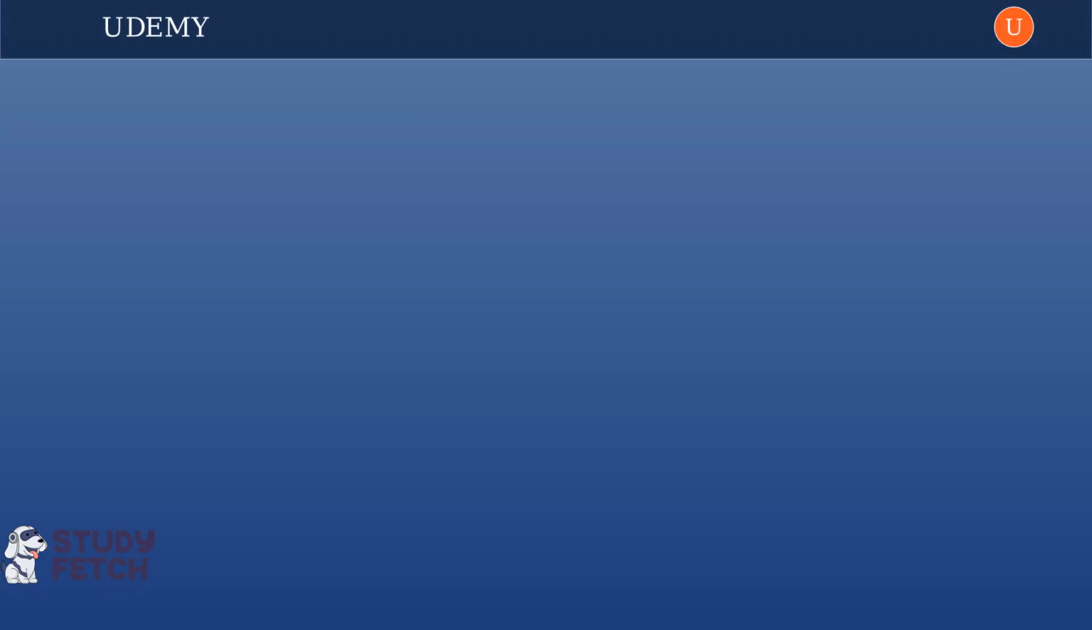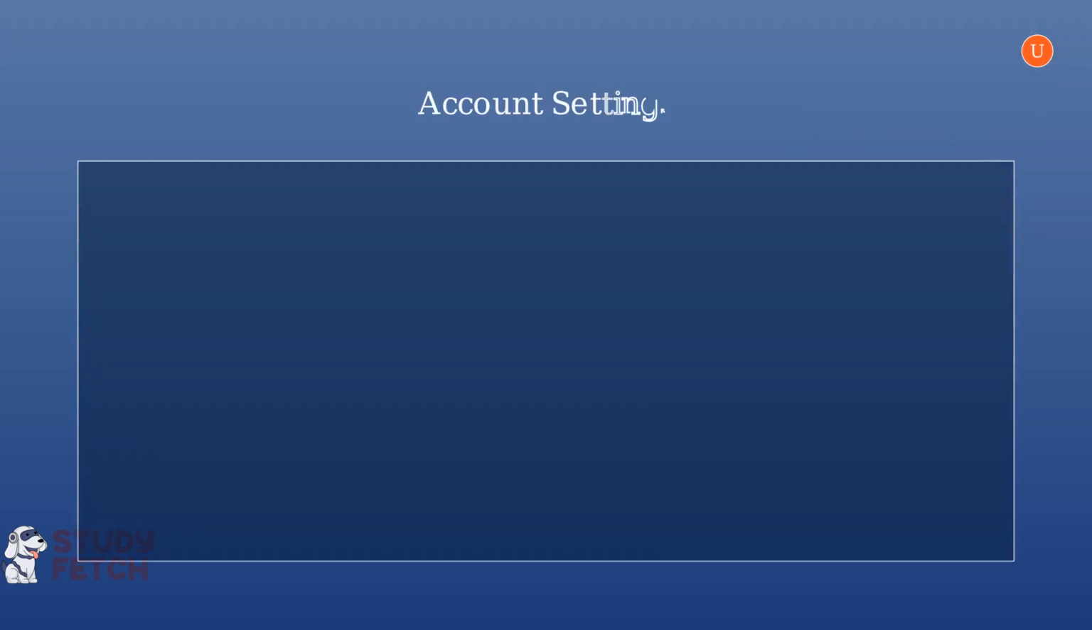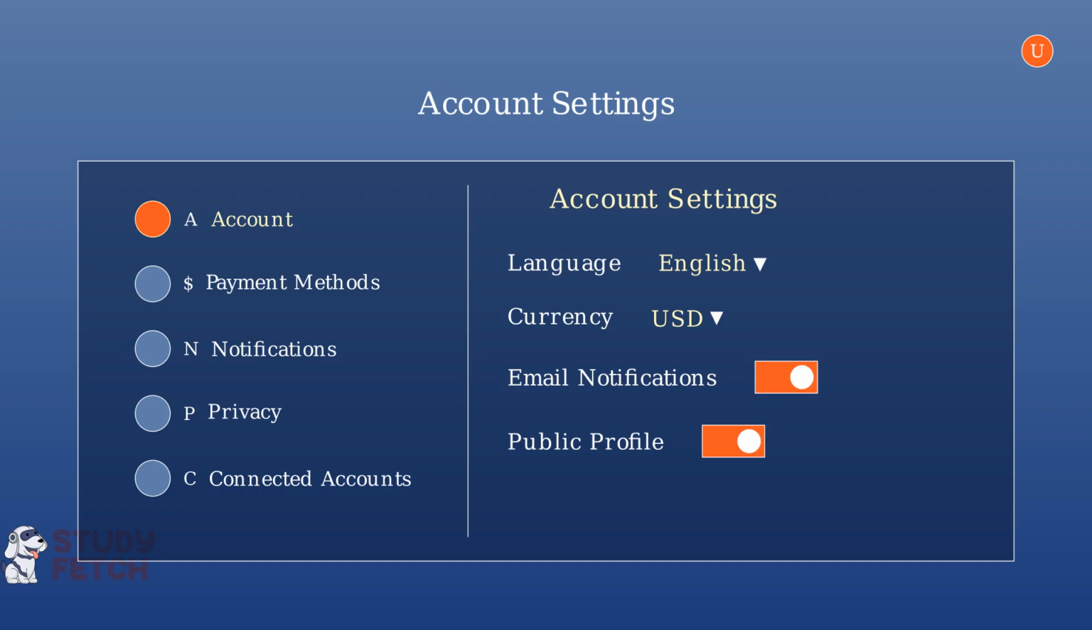Let's explore how to customize your account settings in Udemy. To access your account settings, click on your profile icon in the top right corner. Then select Account Settings from the drop-down menu. The Account Settings page gives you access to all your preferences and account information. Here you can manage various aspects of your account, including language and currency preferences.